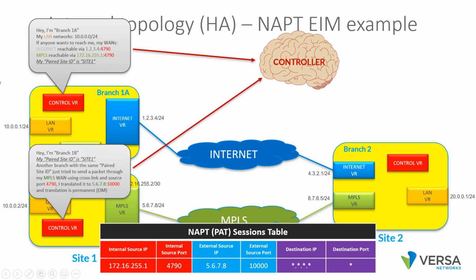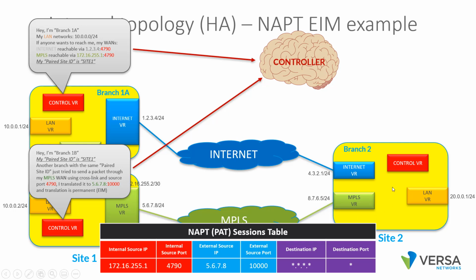At this exact moment, the branch 1B will say, "Hey controller, my paired site ID is the same as the other guy's. I don't know what that guy's IPs are or what's happening on that guy, but somebody with the same paired site ID just tried to send a packet through my MPLS WAN, and I did the permanent translation with endpoint independent mapping from 172.16.255.1 to 5678 port 10,000. If anyone wants to reach my paired site through me, he can reach it using the IP address 5678 port 10,000."